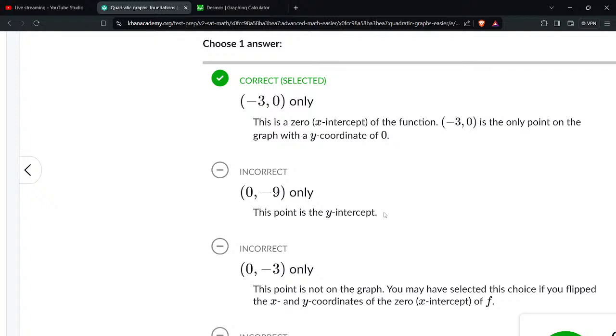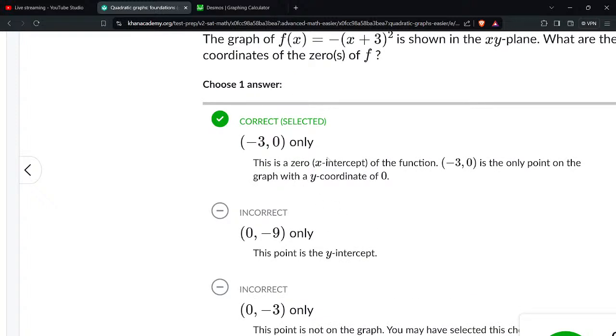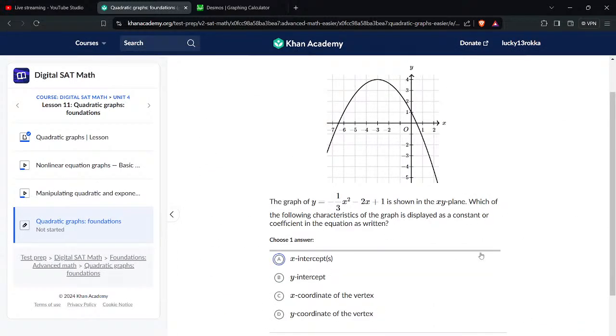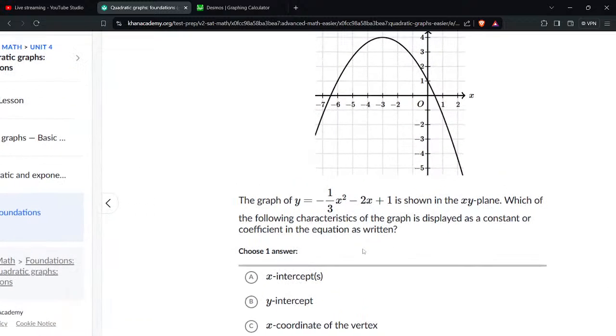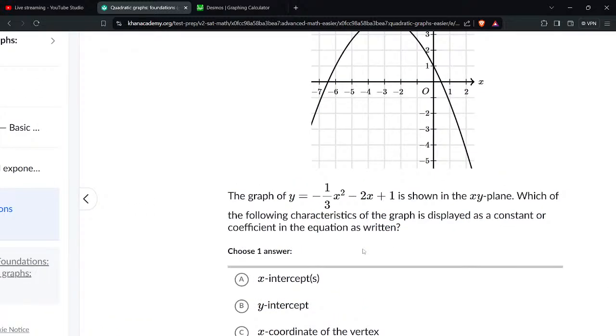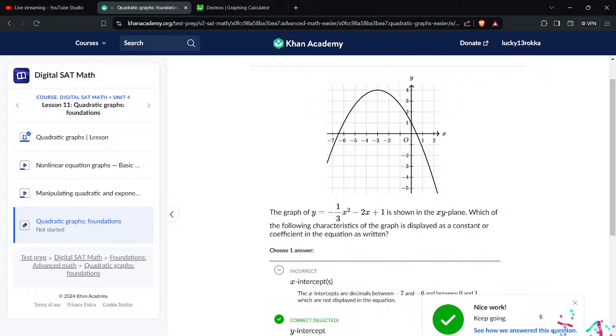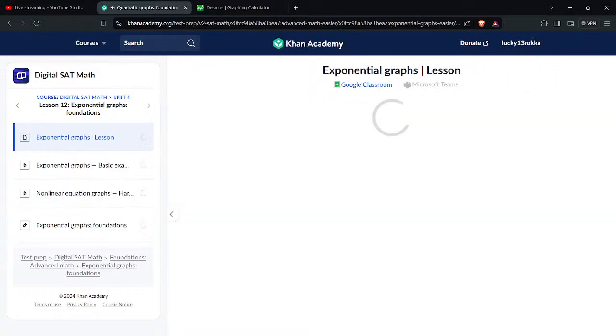This point is the y-intercept, right? The 0 x-coordinate is the only point on the graph with an x-coordinate of 0. So there you go, I mastered it. Okay, never mind, I have one question left too. The graph of y is equal to minus this. Which of the following features of the graph is displayed as a constant or coefficient? We have the y-intercept here. The y-intercept is minus 1. Let's go to more.